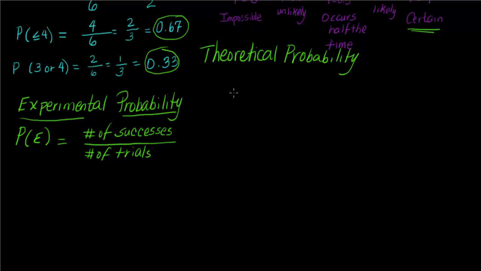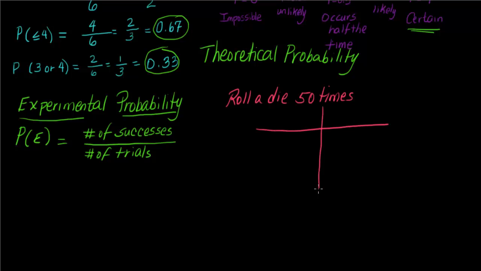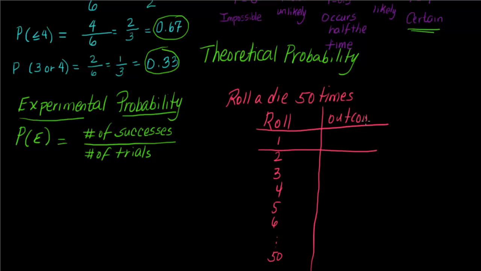Let's say I ask you to roll a die 50 times, okay? And to record your results for each time you roll. And let's say you make a table to record this experiment, okay? Here's the roll number. That means the first roll, the second roll, the third time you roll, the fourth and the fifth and the sixth, etc., all the way to 50 rolls, okay? And you're going to record your outcome. The outcome, what did you roll when you actually threw that die the first time?